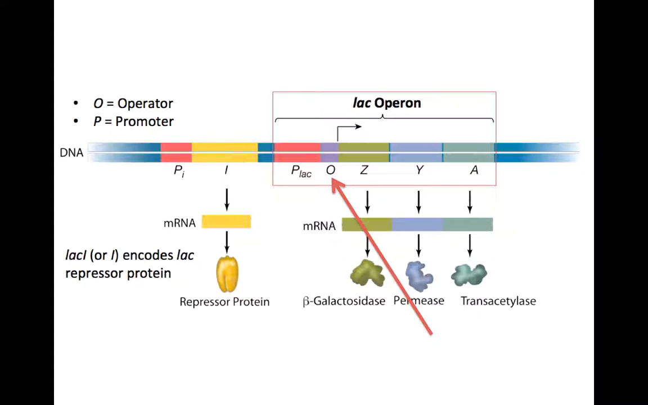Next, we come to the operator. The operator is the site that the repressor protein will bind to. When repressor protein is bound to the operator, RNA polymerase can't bind to the promoter, and transcription of the genes of the operon won't work.